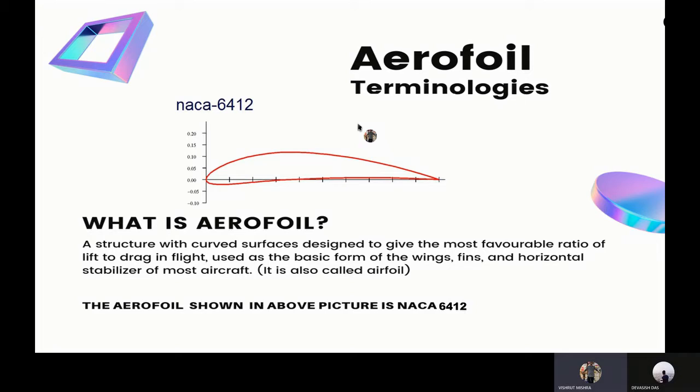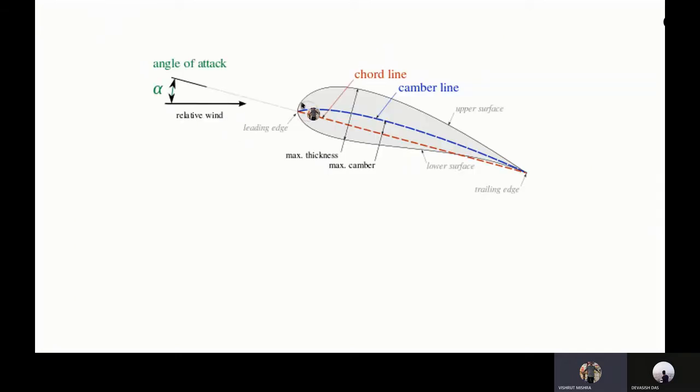There are two types of aerofoils, symmetrical and asymmetrical. Asymmetrical aerofoils are also called cambered aerofoils. Here we have given you a cambered aerofoil, NACA 6412. There are some other examples like DA231 and NACA 4412. So let's go to the next slide.